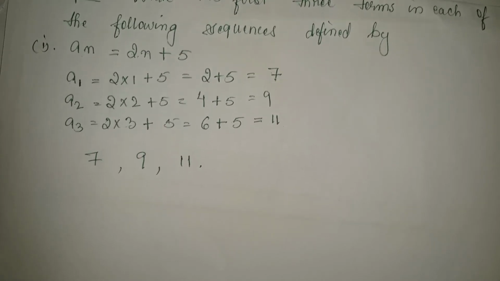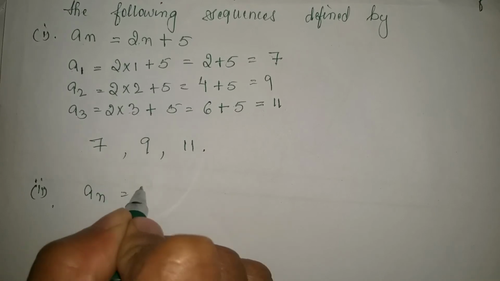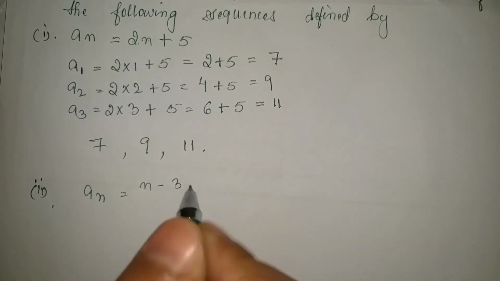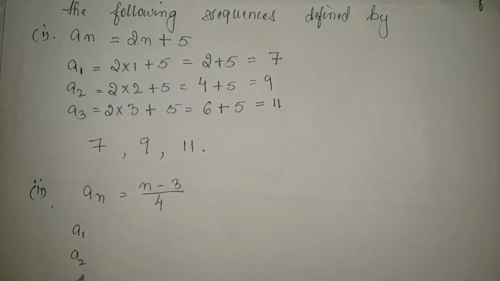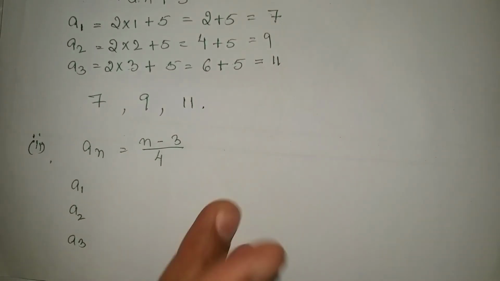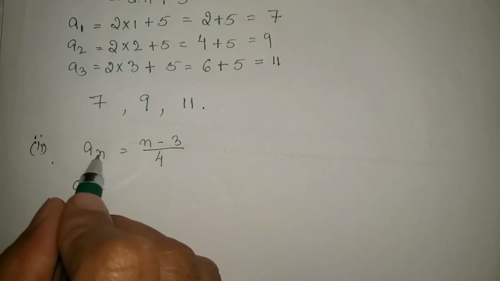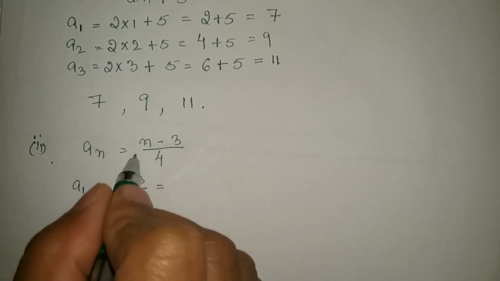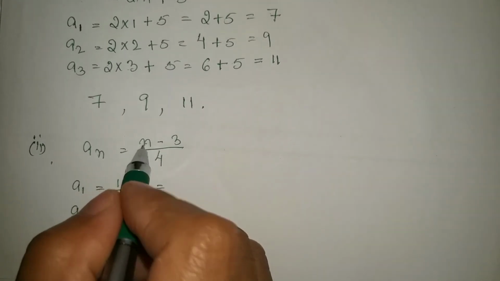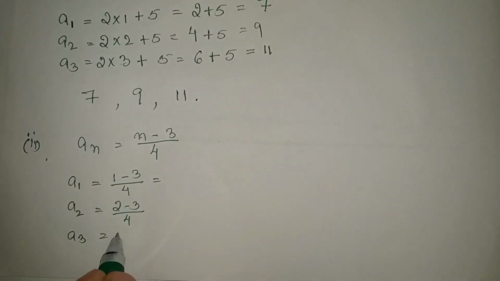Suppose I do my second example, let me define it by an equal to (n minus 3) by 4. I have to find out a1, a2, and a3, which are my first three terms. For a1, I replace n by 1, so it is (1 minus 3) by 4. For a2, I replace n by 2, so it will be (2 minus 3) by 4. For a3, I'll replace n by 3, so it will be (3 minus 3) by 4.